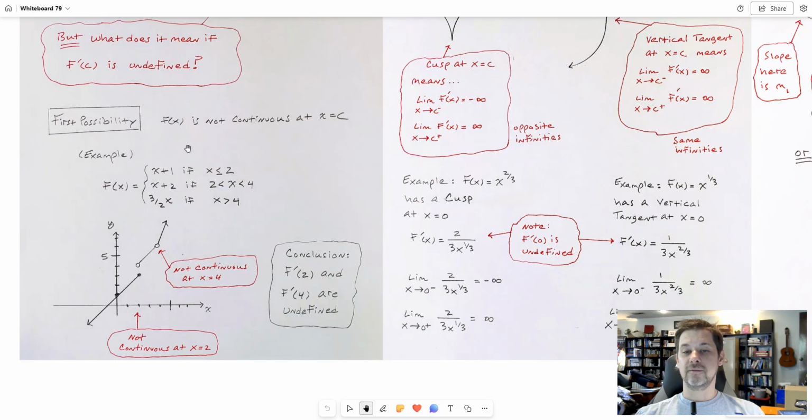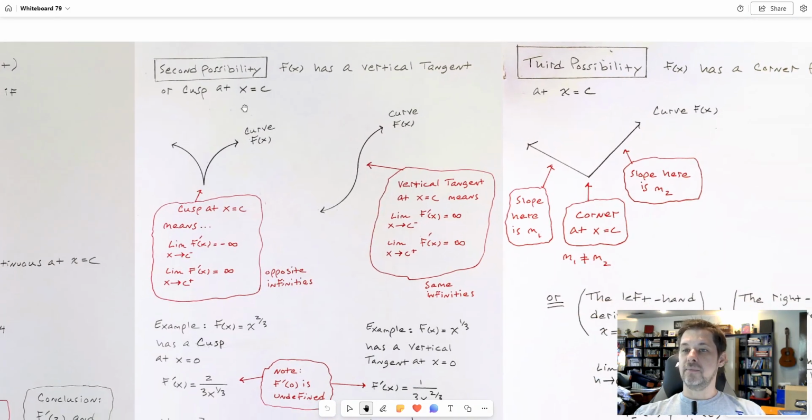All right, so that's the first possibility. If the curve is not continuous, the derivative can't have an answer there. The derivative is undefined at any points where the curve is not continuous. First possibility. The second possibility is that the curve could have a vertical tangent or a cusp at that point.